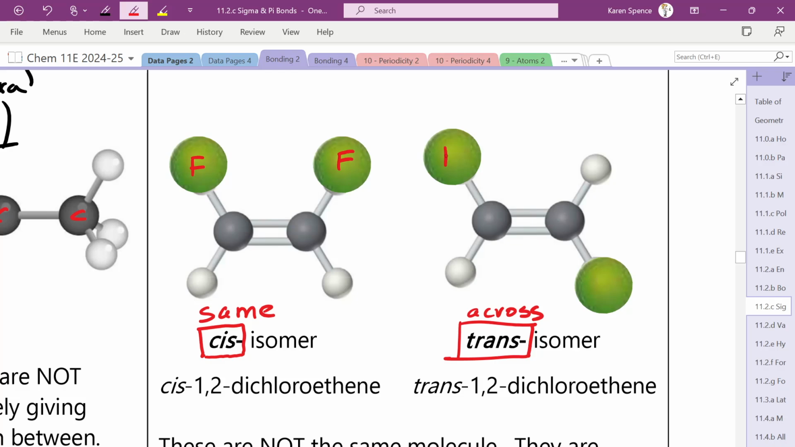And our two groups of interest, the things that are not hydrogens, are either on the same side or they are across from each other. They are either cis or they are trans. Can you guys show me cis? Trans. Cis. Trans. Cis. Trans.